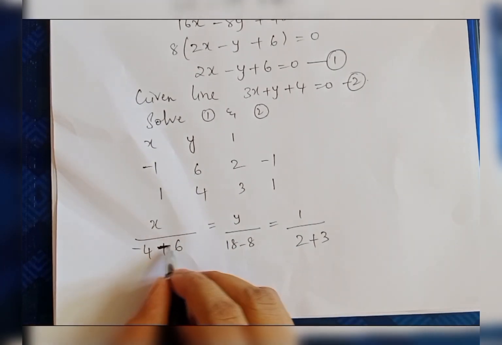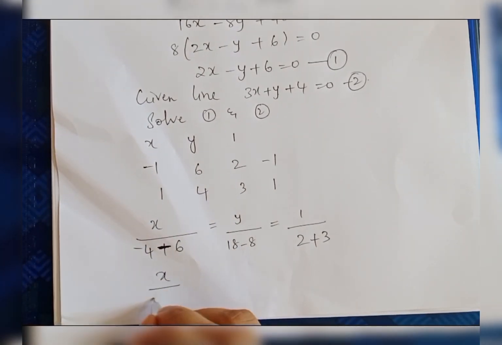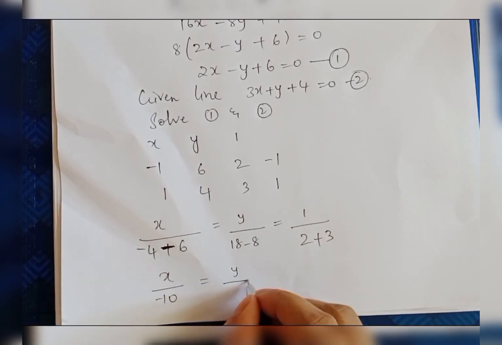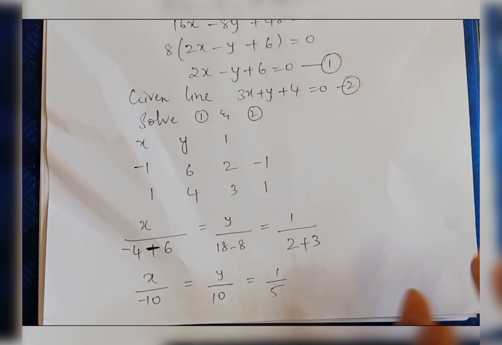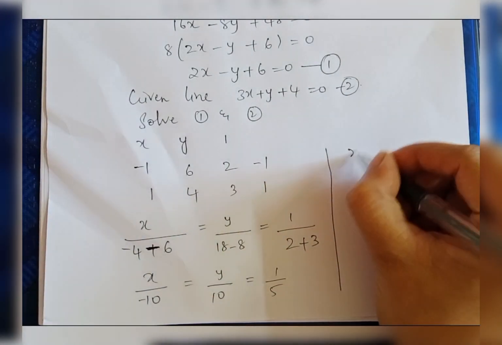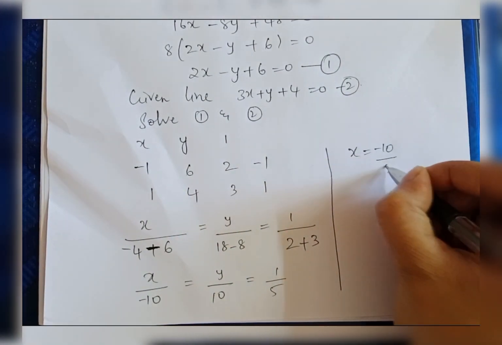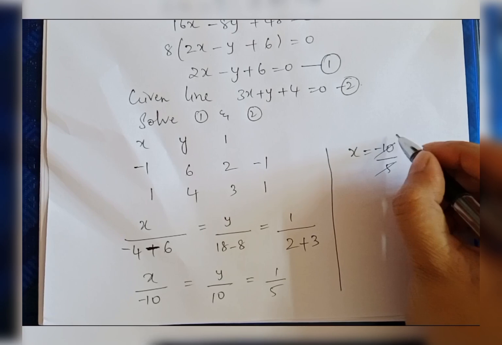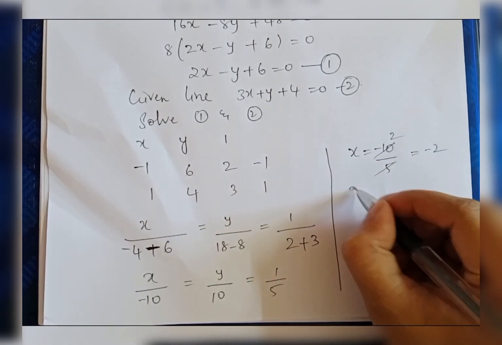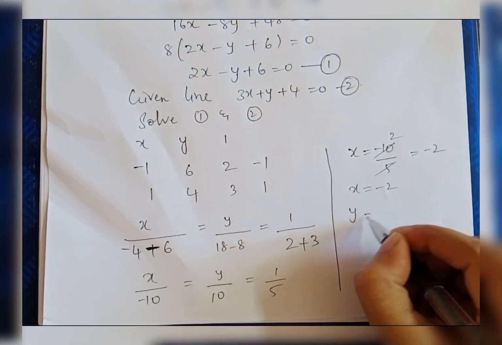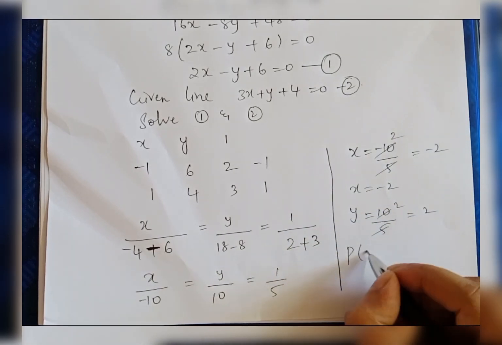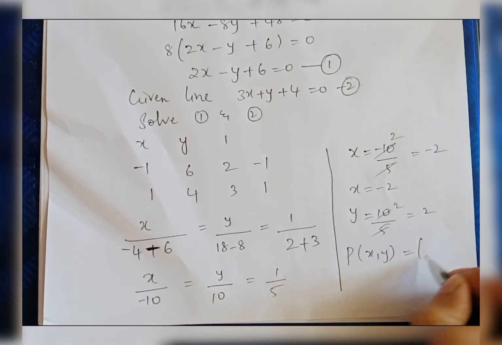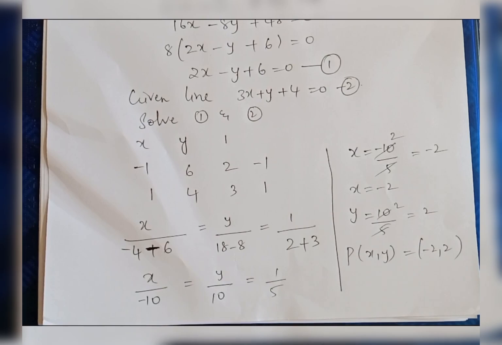This is minus, so it will be x by minus 10 is equal to y by 10 is equal to 1 by 5. So x is equal to minus 10 by 5, which is equal to minus 2. x is equal to minus 2, y is equal to 10 by 5, which is equal to plus 2. So the point P(x, y) is (minus 2, 2).